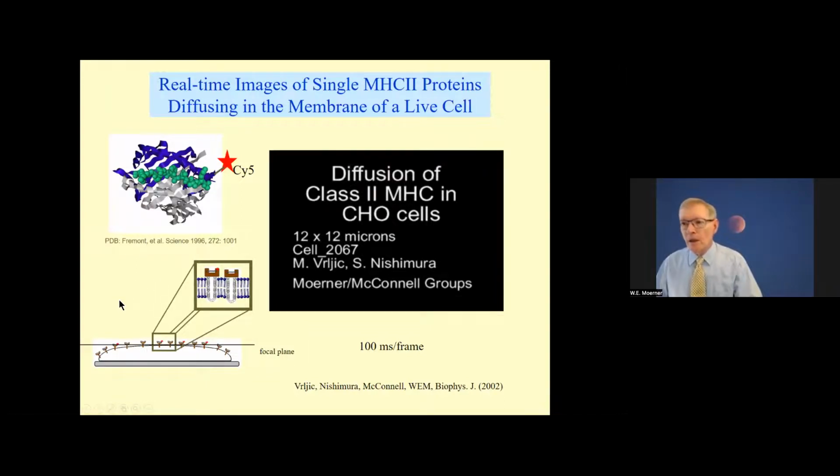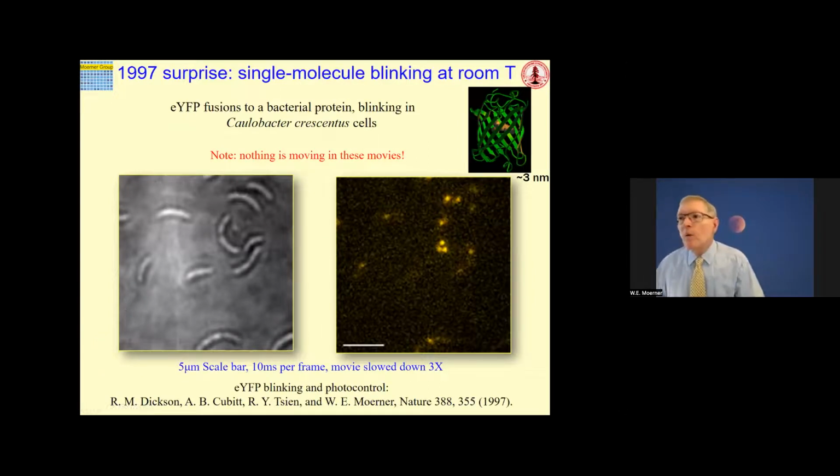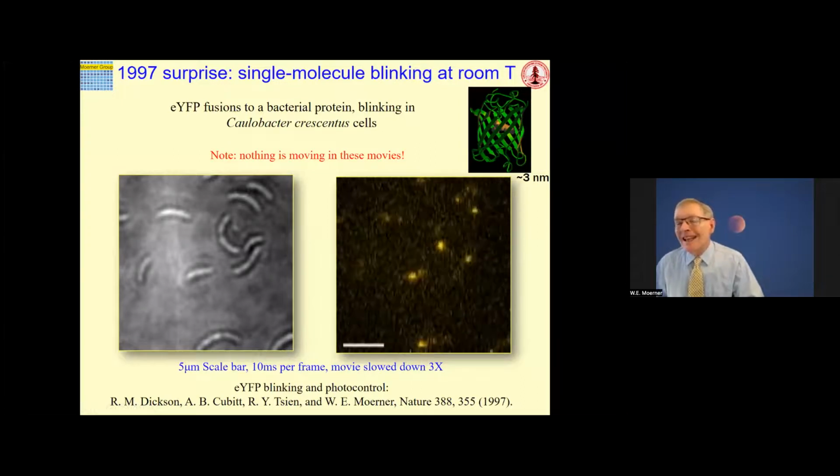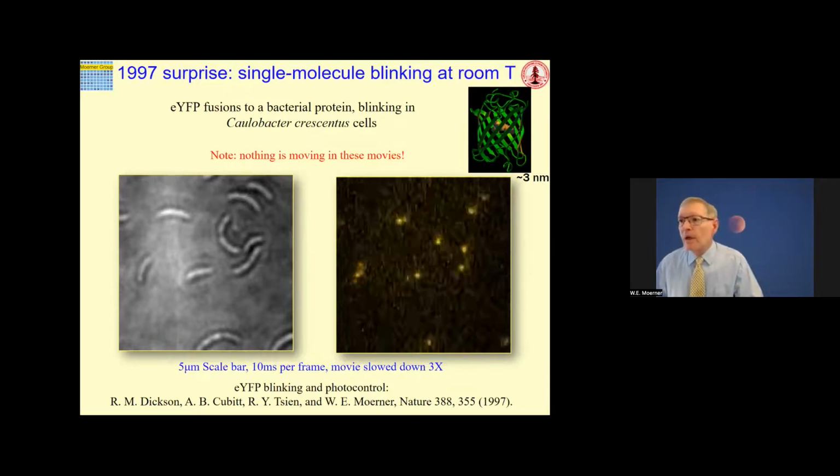Here's a surprise that occurred in our measurements. In 1997, we were looking at fluorescent proteins in bacterial cells. So this thing called the green fluorescent protein can be attached to a specific bacterial protein. Here's a bunch of bacterial cells. They look like these little lozenges in this white light picture. Here's the fluorescence from this same sample. And you see these dots, and that's exactly what you would expect from individual copies of this fluorescent protein. But note, in this experiment, now nothing is moving. These molecules are not moving around, but the video tells you something amazing. We were stunned to see that the fluorescent proteins were blinking. They were turning on and off, blinking on and off inside the sample at room temperature.